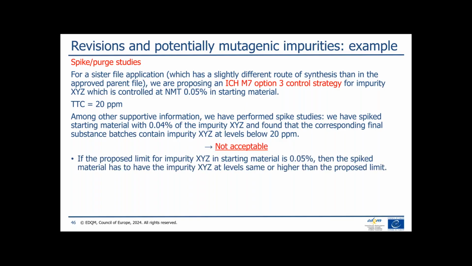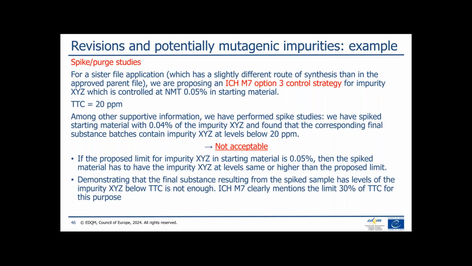This is, of course, not acceptable because, first point, the spiked levels of the impurity in starting material are below the proposed limit. So in order to have valid spike studies, you should have the spiked level at the proposed specification limit or higher. And then, of course, just showing that the levels of the impurity are below TTC in final substance is not enough. You should demonstrate that it is below 30% of TTC.